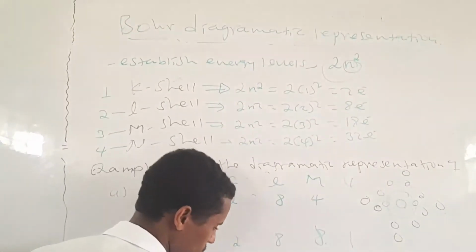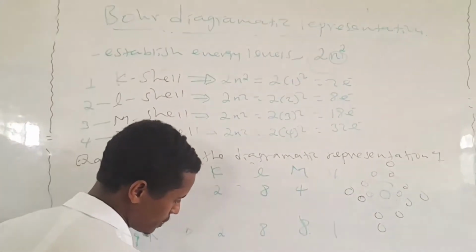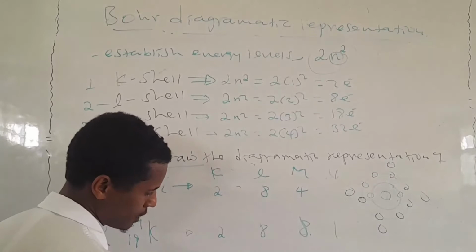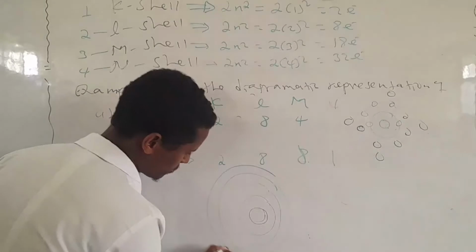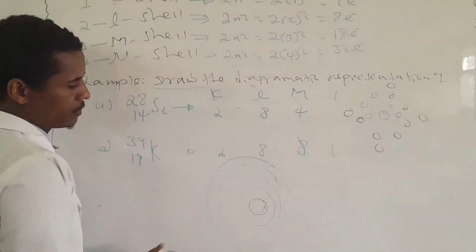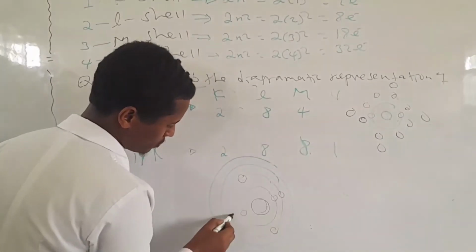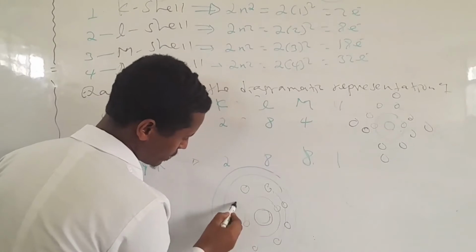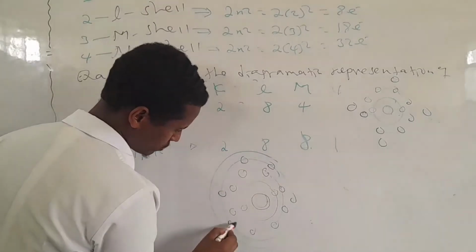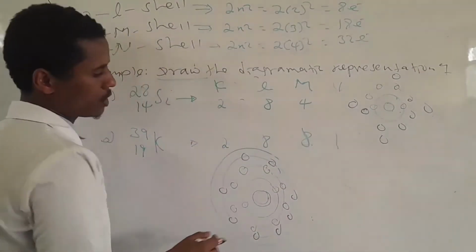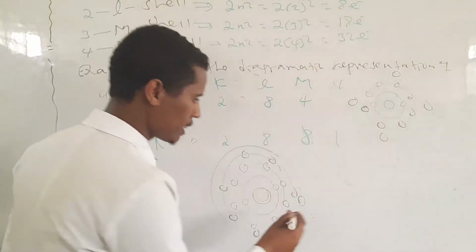So you can represent this as the nucleus, the center of an atom, then the first shell, second shell, third shell, fourth shell. The first shell holds 2 electrons, the second holds 8 electrons, the third also holds 8 electrons, and the last shell holds 1 electron. So you can represent it like this.